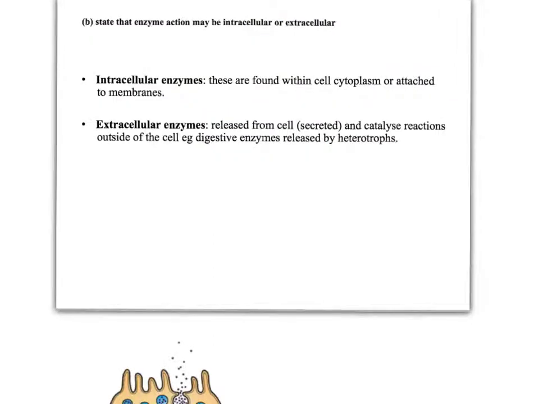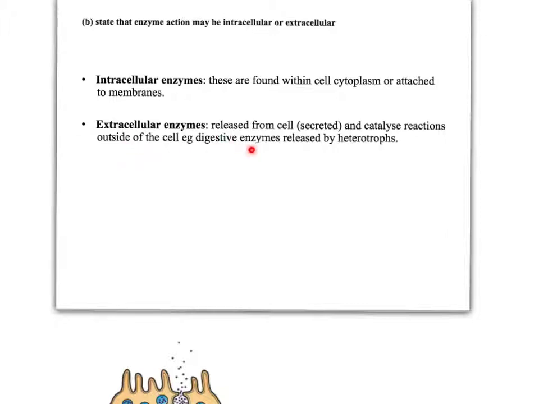This next slide looks at two different types of enzyme. We can classify enzymes as either being intracellular or extracellular. Intracellular enzymes are enzymes that we find inside the cell cytoplasm or somewhere within the cell, and they act on substrates in the cell and produce products in the cell. They can also be attached to membranes in the cell too. As opposed to extracellular enzymes, these are produced in cells and then released from the cell, or the word is secreted from the cell, and they perform catalysis reactions on molecules outside of the cell.